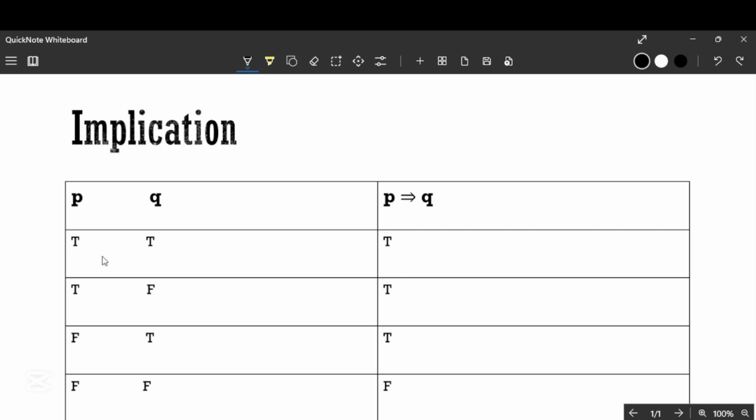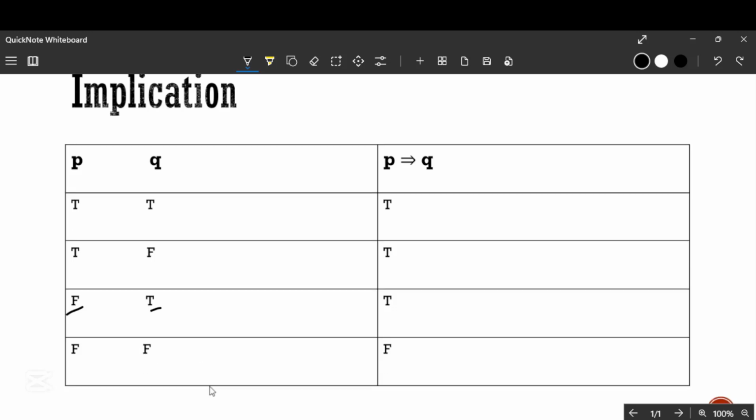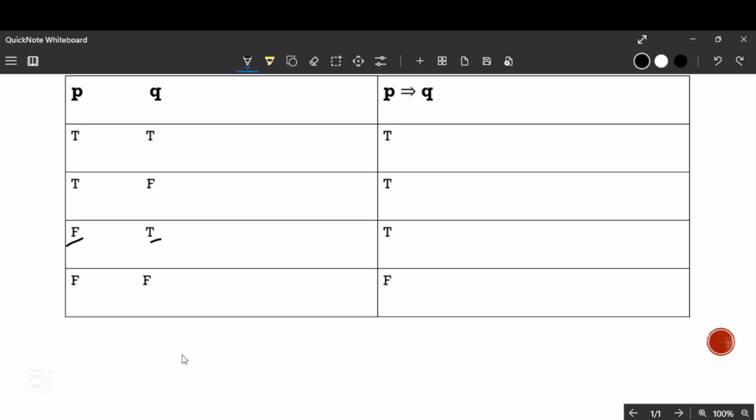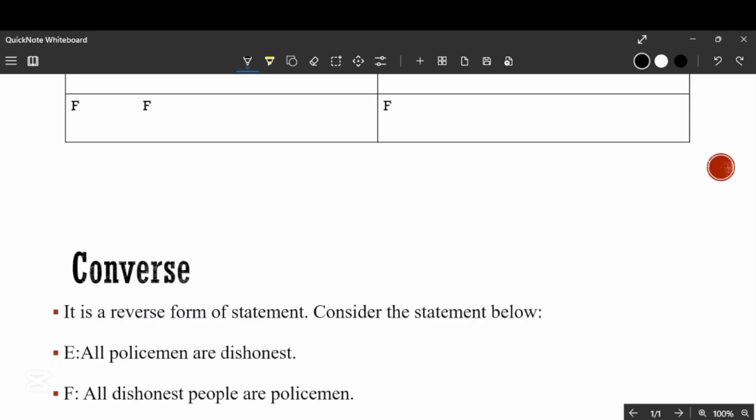If Emmanuel is a policeman, then he is dishonest, and that is true. If Emmanuel is a policeman and he's not dishonest, that is false, because Emmanuel is a policeman. One of the statements is true and the other false; true, then false, false. If Emmanuel is not a policeman, then he is not dishonest, and that is a false statement for the implication.